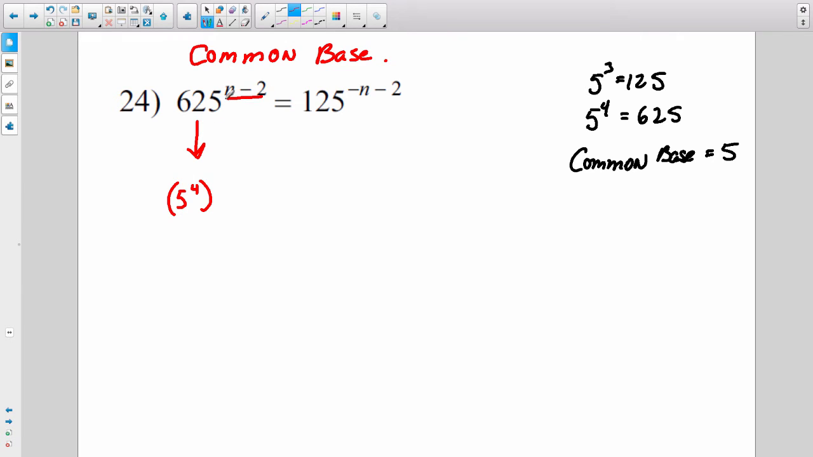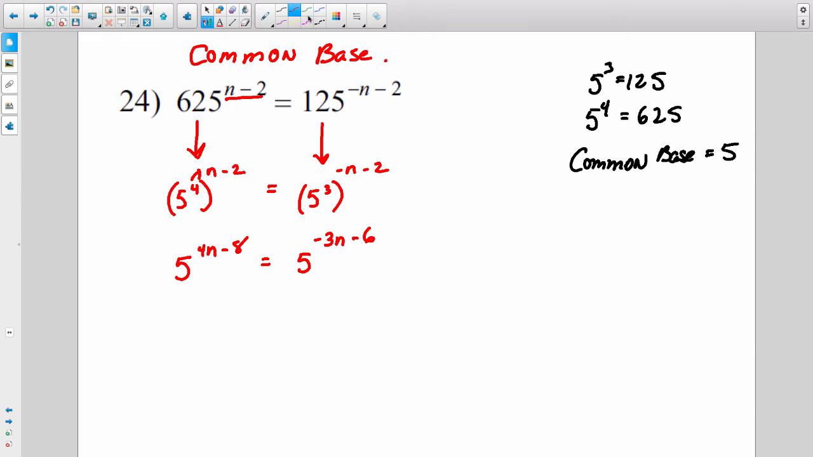And bring this original exponent down. Now on the right, let's call this 125. Let's call that 5 to the 3rd, and bring the exponents down. Now use your power rule, which means to distribute, right? You're going to multiply. So I will simplify this to be 5 to the 4n minus 8, and this would be equal to 5 to the negative 3n minus 6.